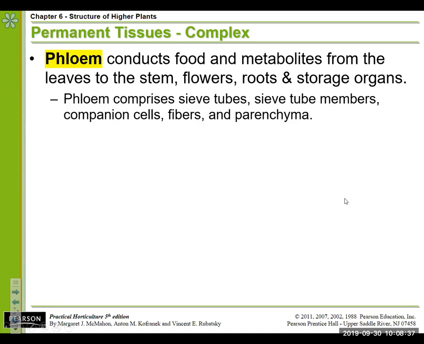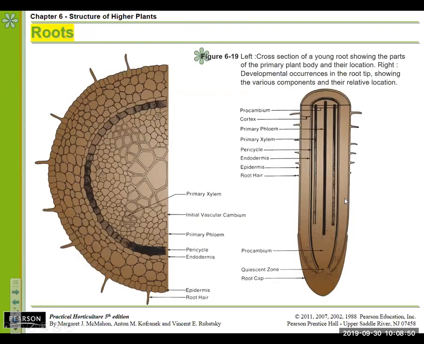For simplicity's sake, we'll think that xylem goes up and phloem goes down, but really they operate in both directions. So phloem food, xylem water, and here's just a cross-section of a root.